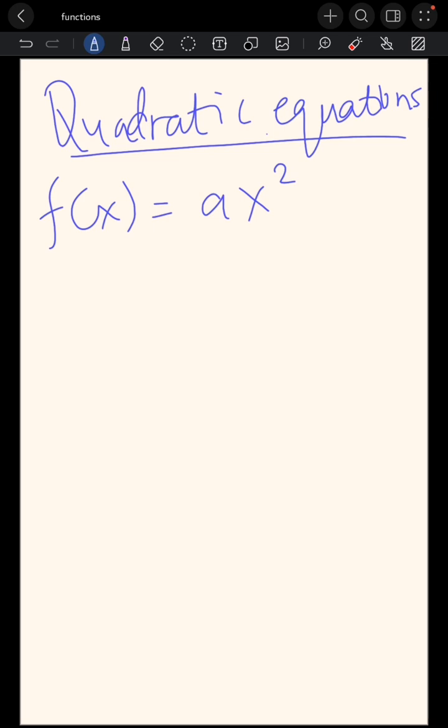And if we want to write them, we can write them this way, where a is greater than 0, or this way where a is less than 0. In most of the grade 12 syllabus, you either have them positive or negative. We mostly don't have cases where a is equal to 0, because if a is equal to 0, it will no longer be a quadratic equation, it will be a linear equation.